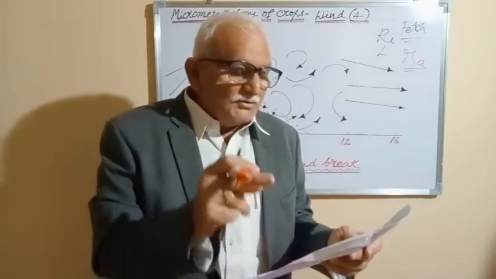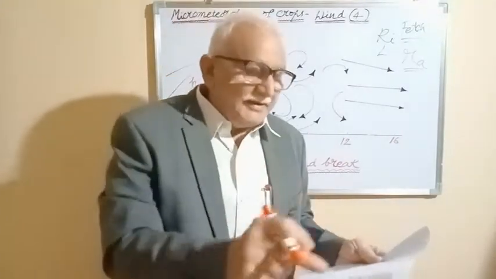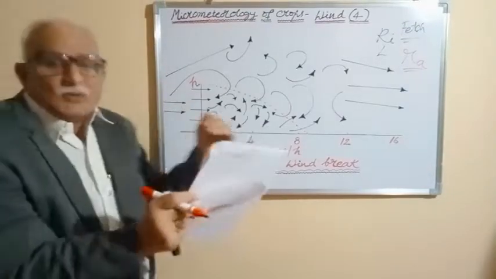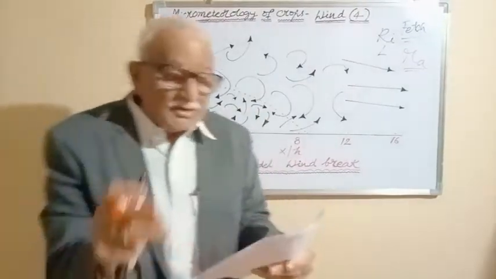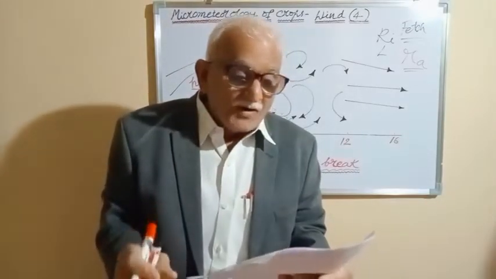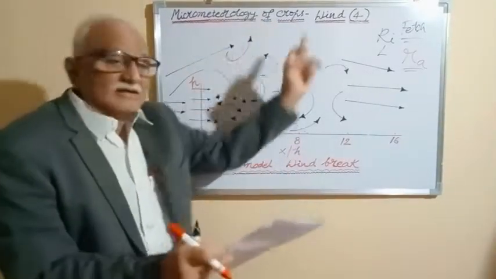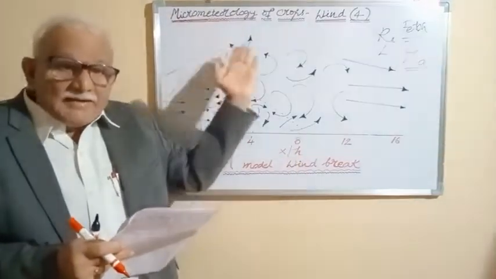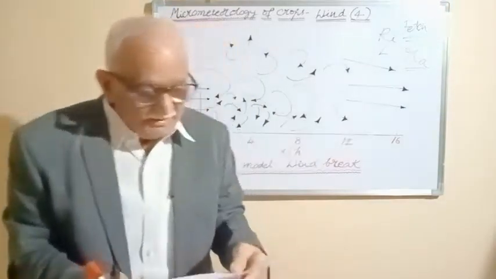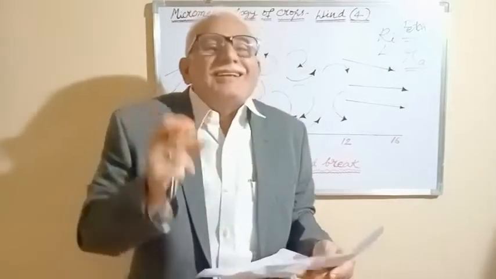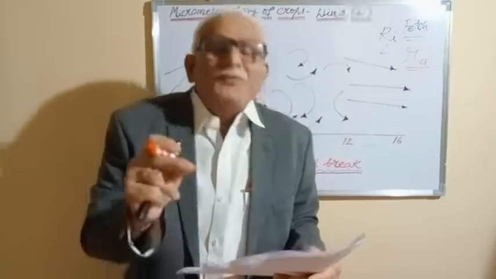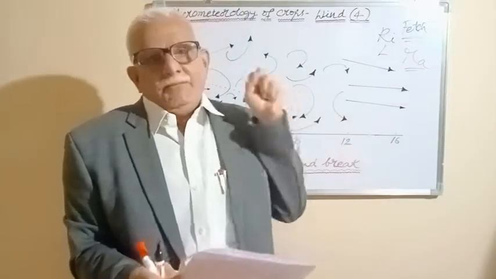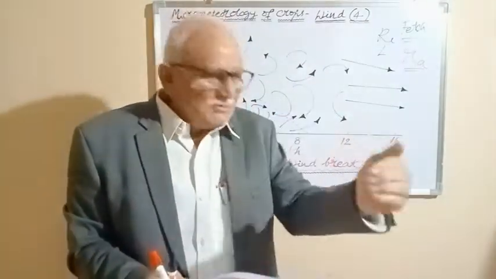Solid windbreaks reduce speed close to the barrier. If it is a solid like a wall you have kept, close to the wall only it will reduce. But it invites eddying of the wind further downward, causing little reduction of wind speed. This is the reason for solid windbreaks: they generate the eddying, so the distance of reduction is small.